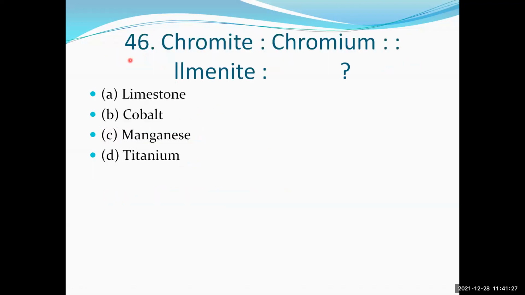Then next is question number 46. Chromite is related with chromium. So ilmenite is related with what? Limestone, cobalt, manganese, or titanium? Okay, Pragati answered this. So others just try to express your answer, whether it is A, B, C, or D.